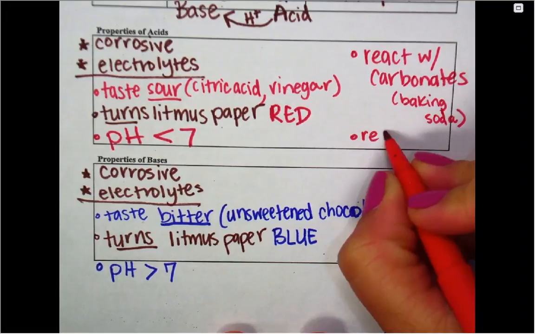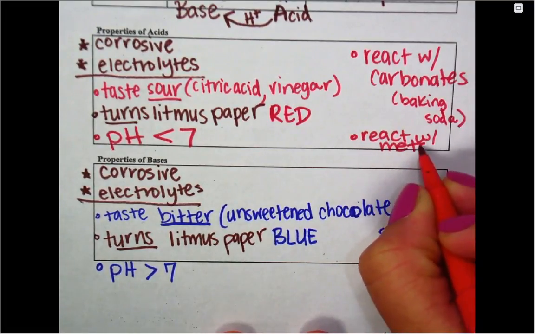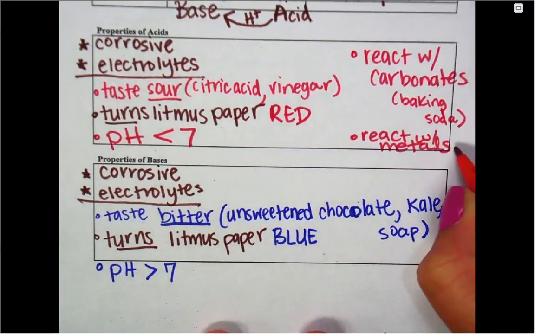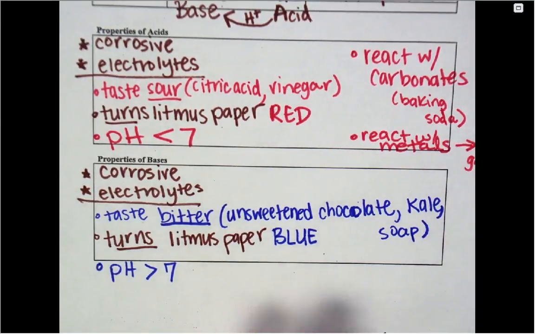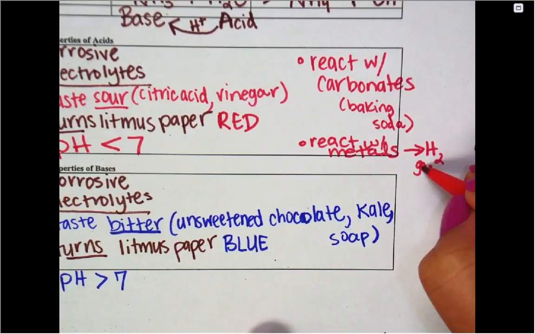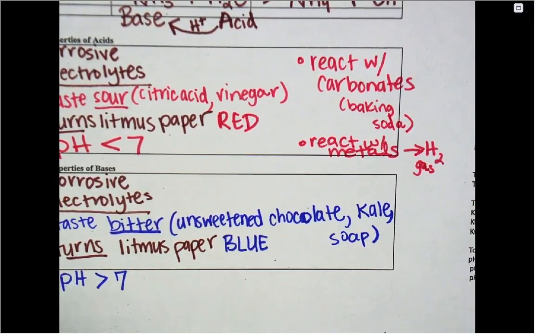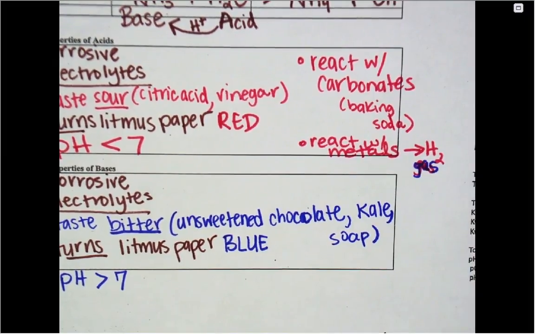Acids will also react with metals. And then put an arrow saying they're going to form hydrogen gas. So they react with metals to form hydrogen gas. Sorry, that just says gas. I'm realizing you can't read it.